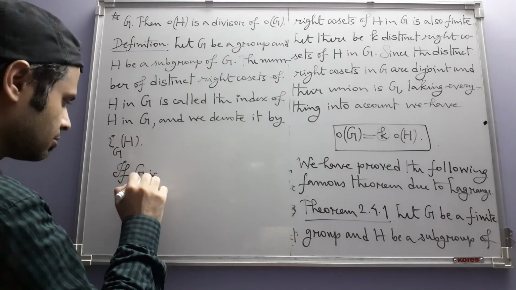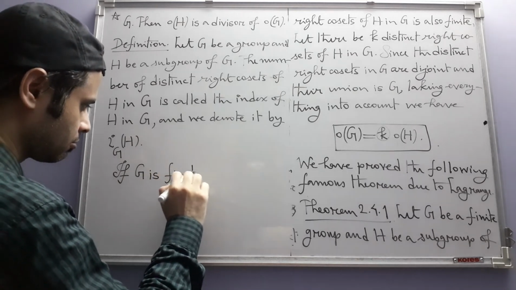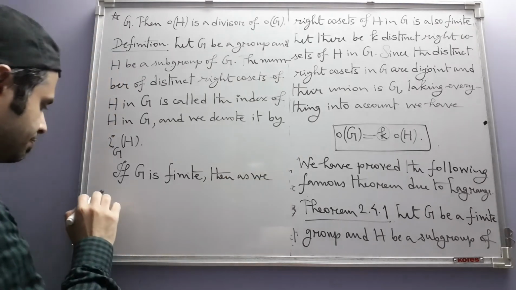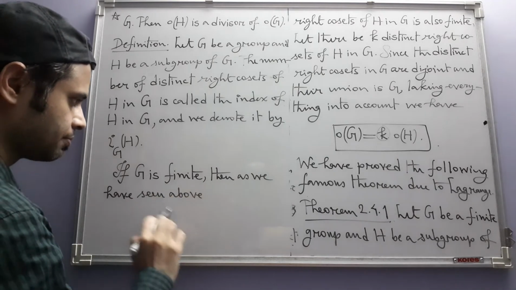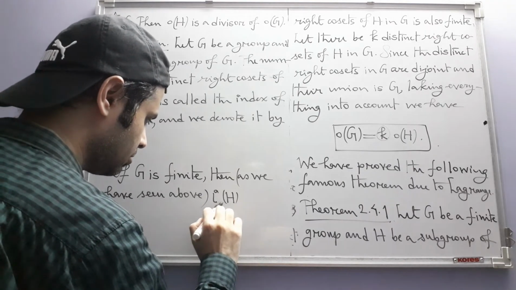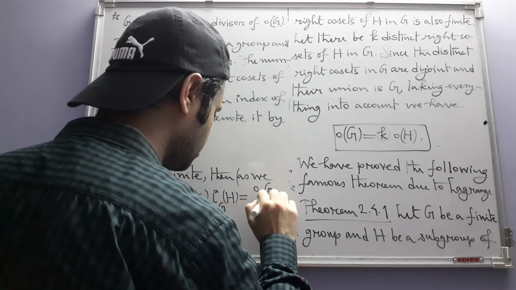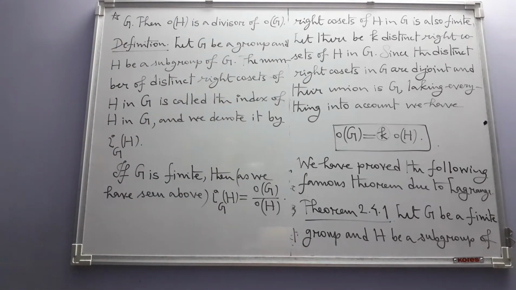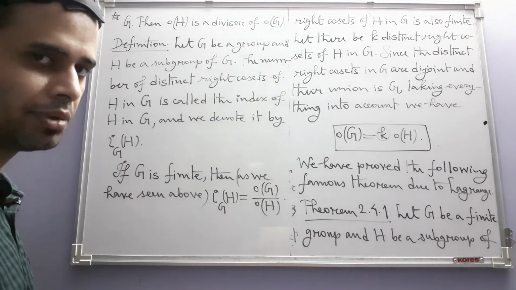If G is finite, then, as we have seen above, the index of H in G is K, which is nothing but the order of G divided by the order of H. If G is infinite, then this quantity may or may not be finite. It may be infinite also.